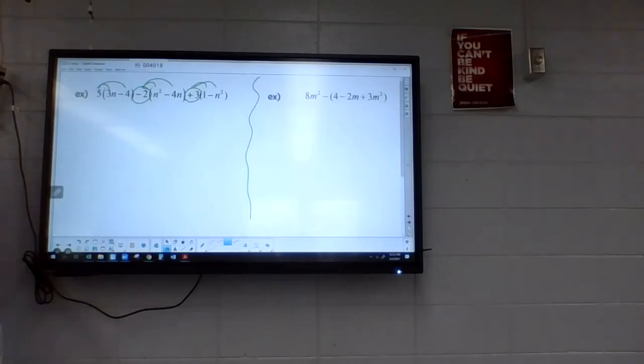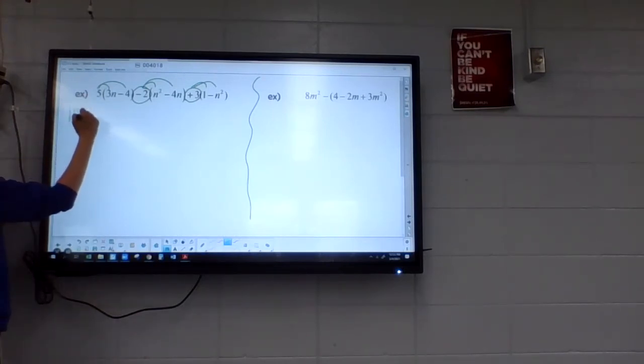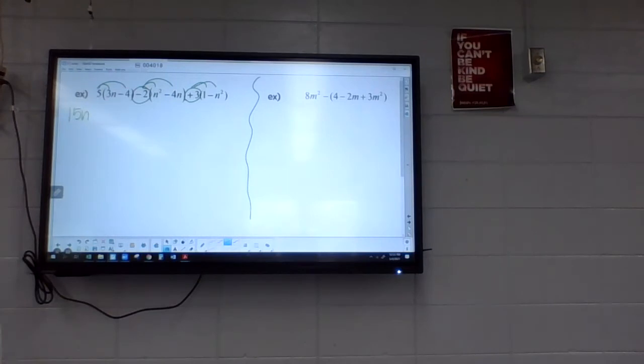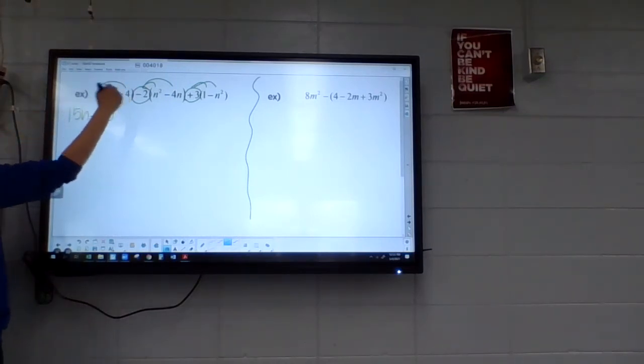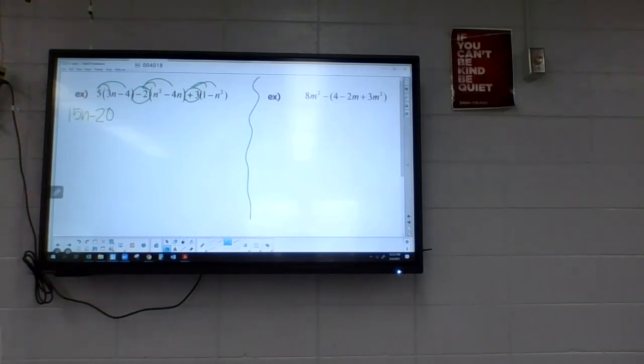It's okay to multiply unlike terms. So it's okay to multiply 5 times 3n. You're just multiplying those coefficients. So that's going to be 15n. And then 5 times negative 4 is a negative 20. So that's my first set of parentheses, distributed.